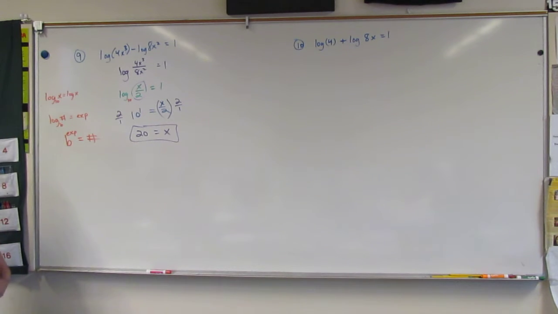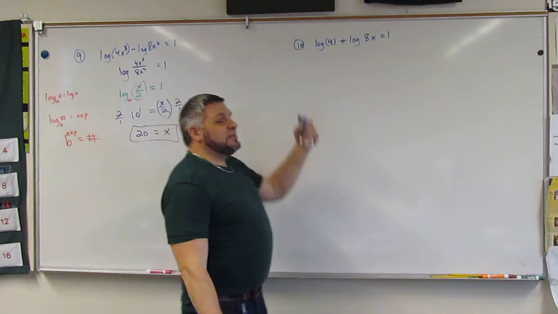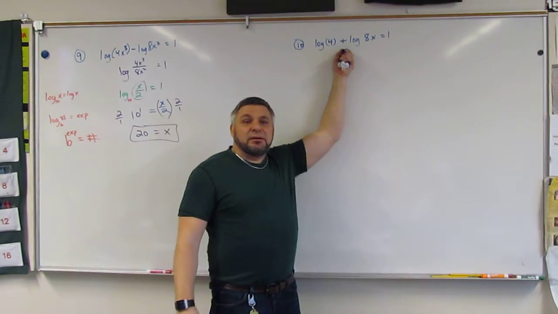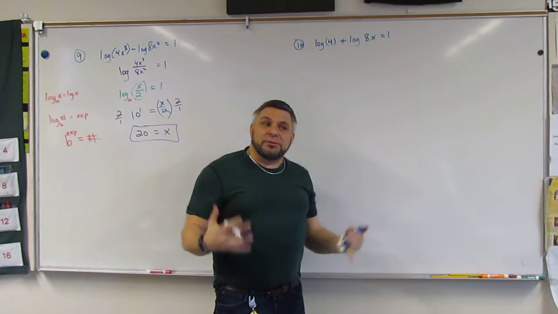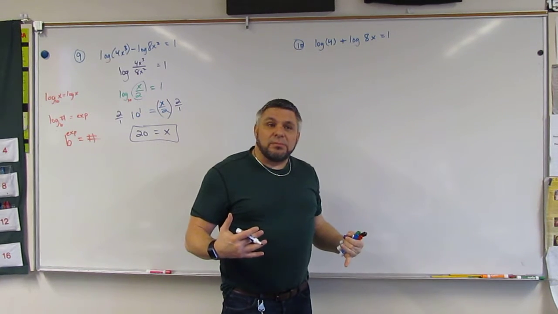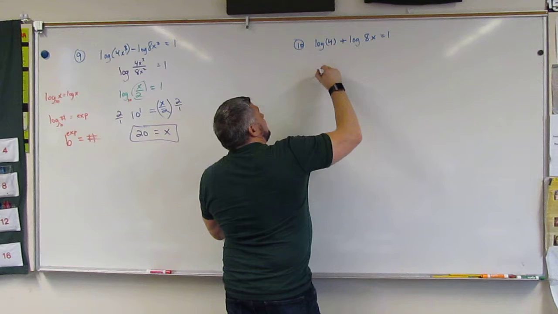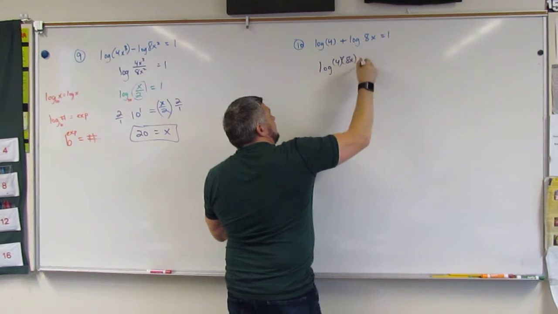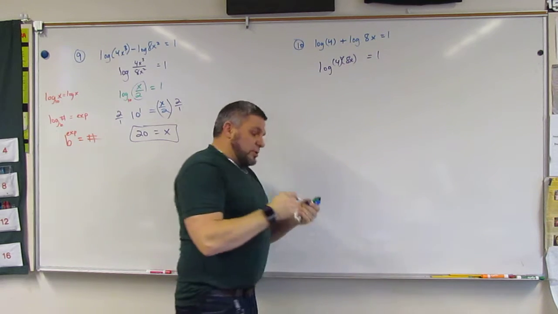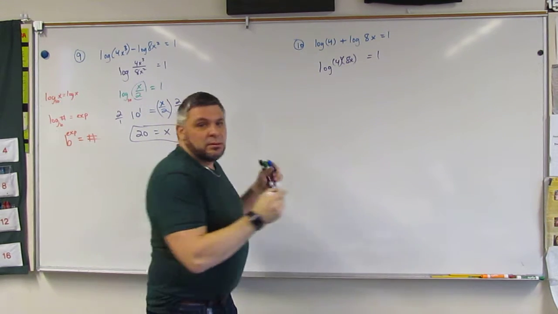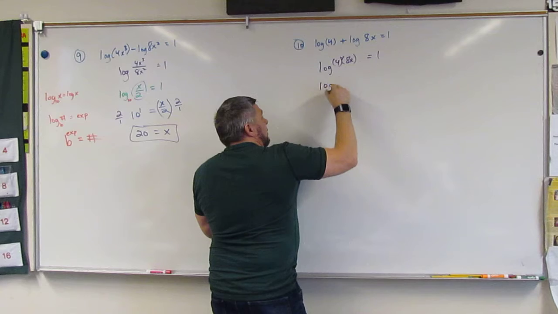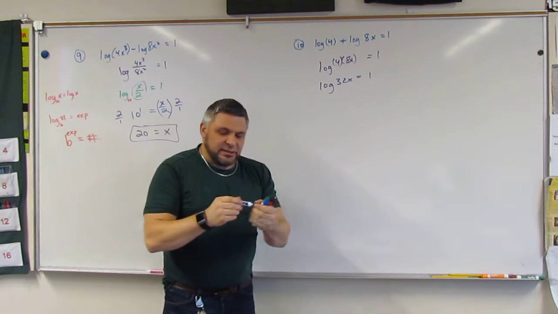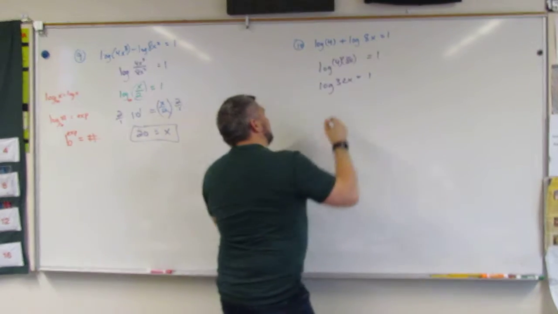Alright, next one. Same thing, but different. Okay? I'm not subtracting, I'm adding. So when I add, what do we do? Multiply. So I have log of 4 times 8x equals 1. What is 4 times 8x? 32x equals 1. What's the base here? 10. There you go.